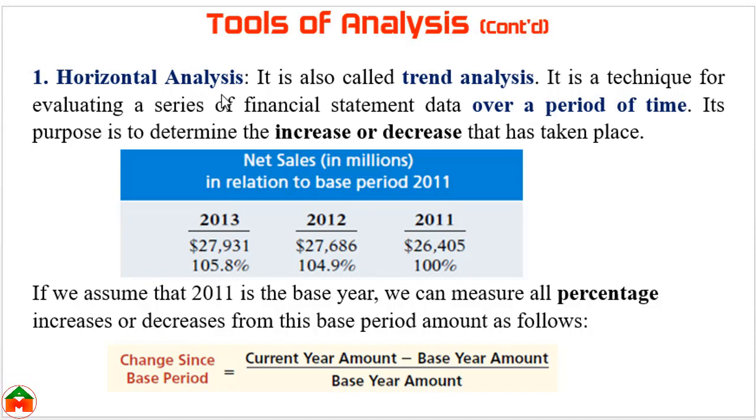In horizontal analysis, we calculate the trend analysis. That means to know whether there is an increase or decrease in any item. For the purpose of example, we have shown the net sales of 3 years. We can apply the same formula for every item. Here is one item, net sales. You can apply this formula for every item of financial statement.